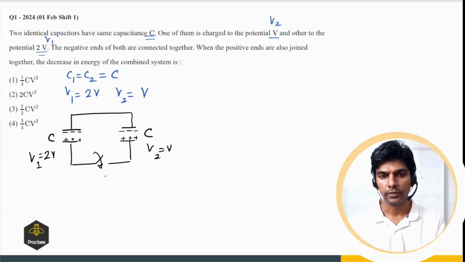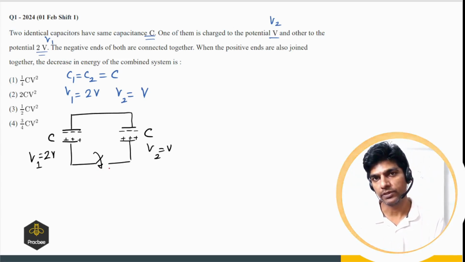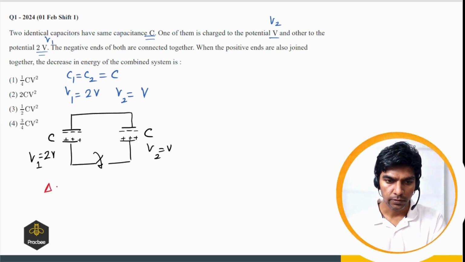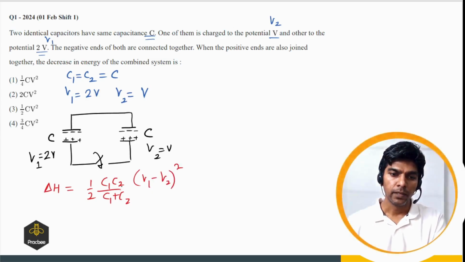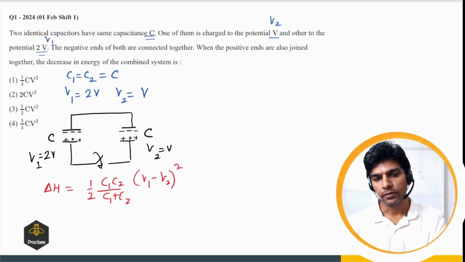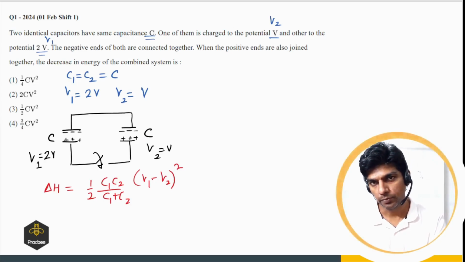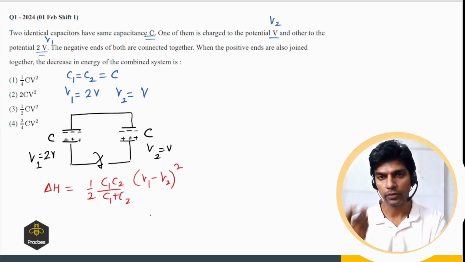There will be a decrease in electrostatic potential energy, right? And that energy will be dissipated in the form of heat energy. So you can remember this formula. The energy which is being dissipated will be given by half times C1 C2 upon C1 plus C2 times (V1 minus V2) whole square. Okay, but suppose we are connecting their positive plate with the negative plate, in that case this negative sign will be replaced with the positive sign, and then you can apply the formula.